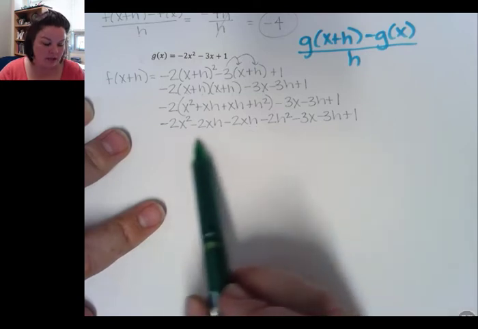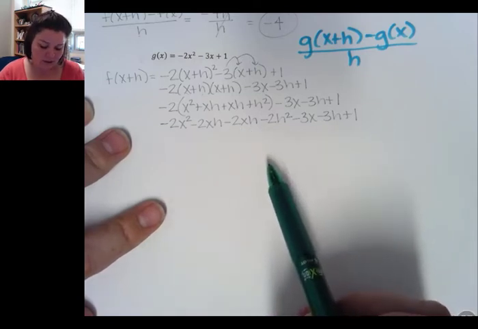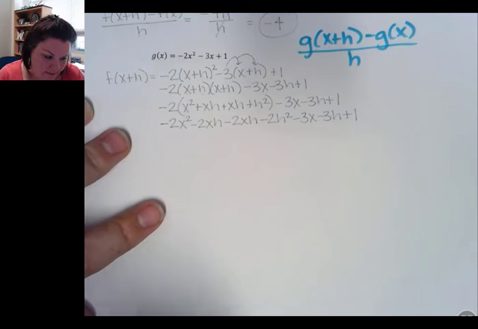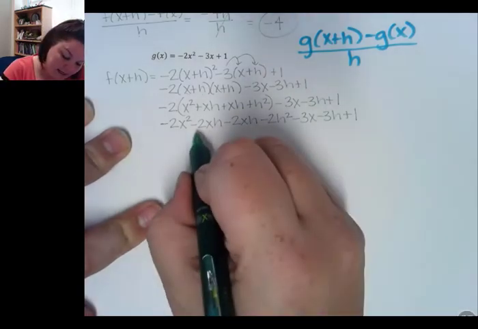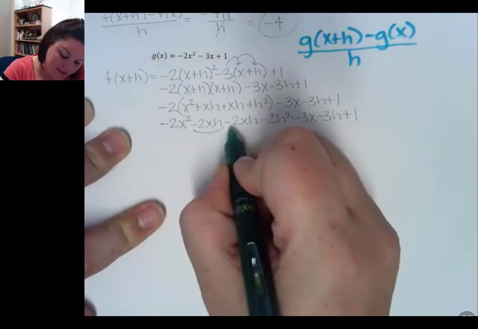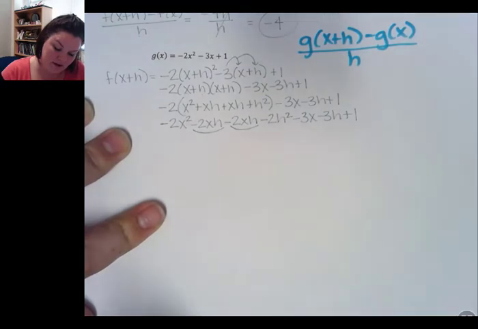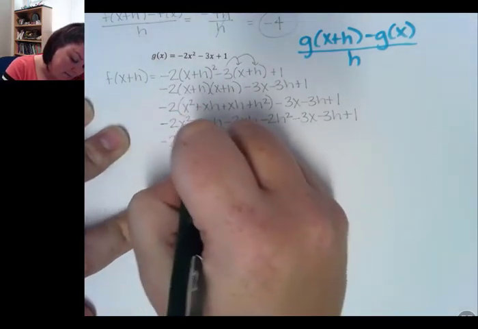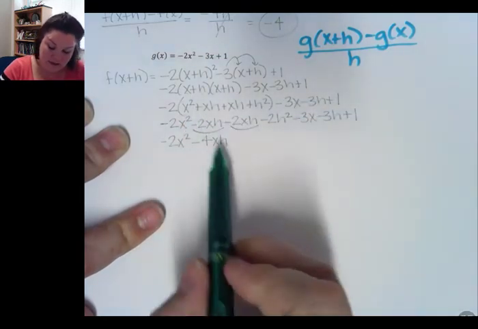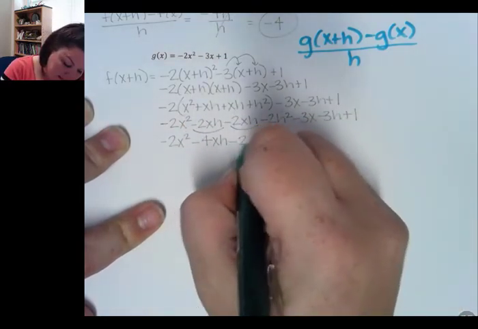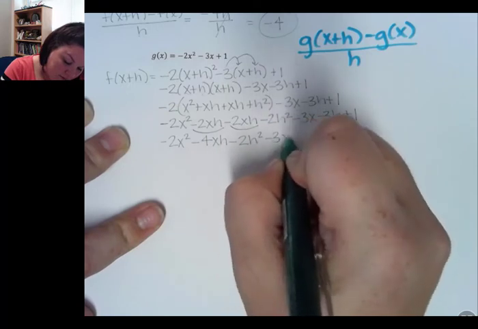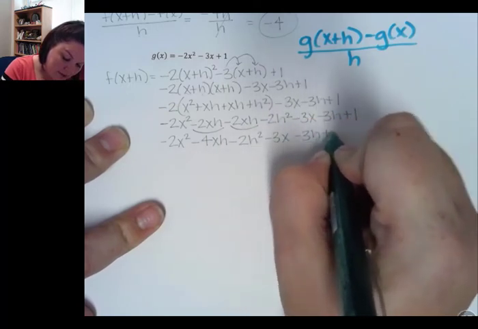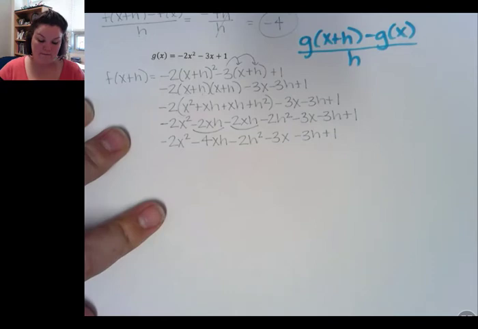Okay, so when I'm looking through here, do I have anything that I can combine? I feel like the only thing that I can combine are my xh terms, right? I have a -2xh and a -2xh. So this gives me -2x squared minus 4xh when I combine those two, minus 2h squared minus 3x minus 3h plus 1. Okay. All right.